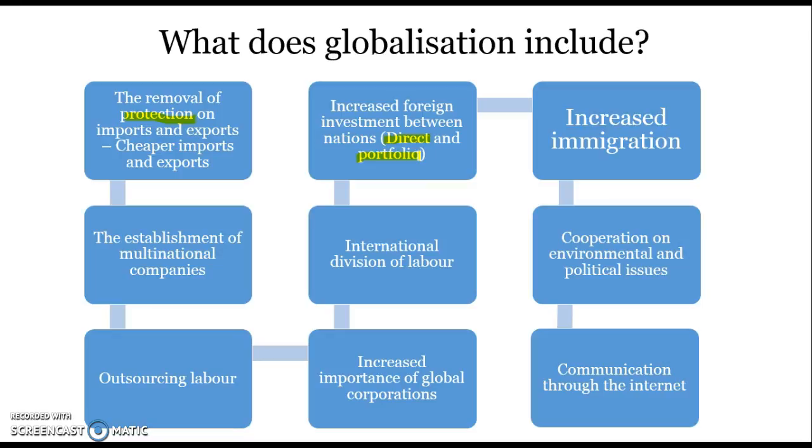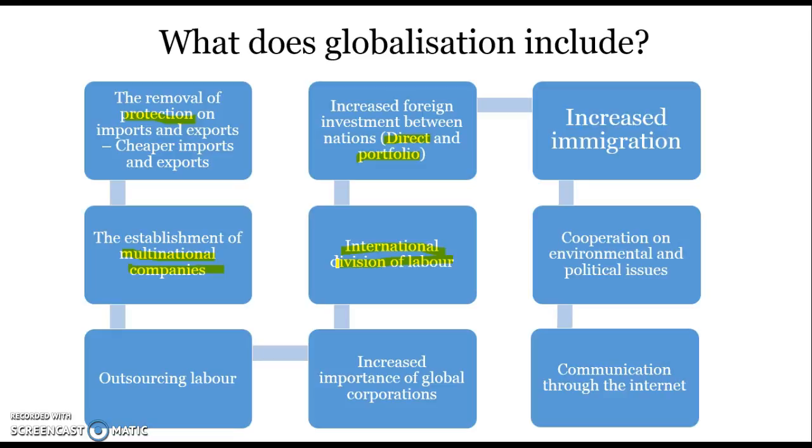Increased immigration, so the government allowing more people to move borders and therefore move from one country to another. The establishment of multinational companies, which we'll talk about in detail. International division of labour, so businesses splitting up part of the production process into different countries. The cooperation of different governments in terms of environmental and political issues, so countries working together for things like climate change, just to discuss immigration policy and other key economic issues.